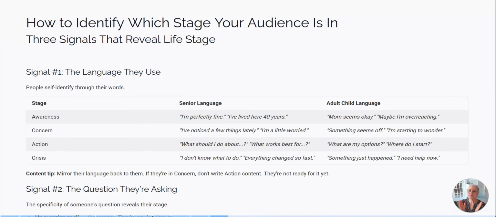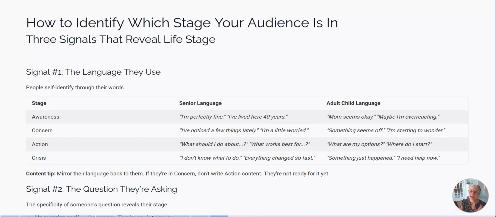Be prepared. All right. So how do you identify what stage your audience is in? Okay. So there are basically 3 signals. 1, look at the language that they're using. Okay. So I'm not going to read all of this. I'll let you go through it on the PDF that you can download, because every stage, the awareness, concern, action, crisis, the language is going to be different.